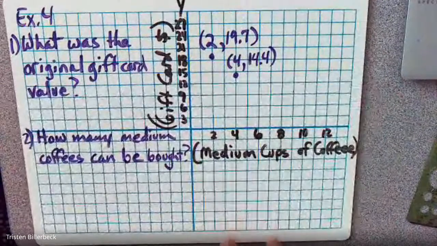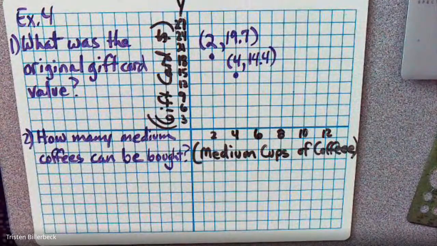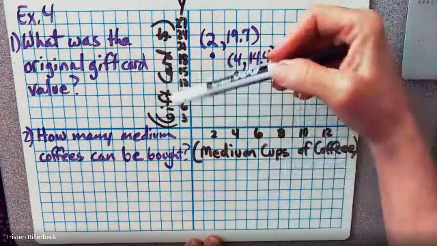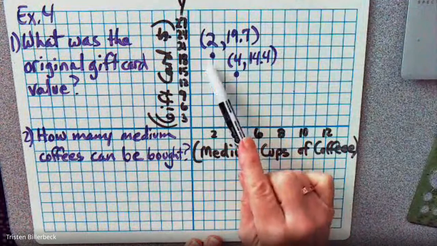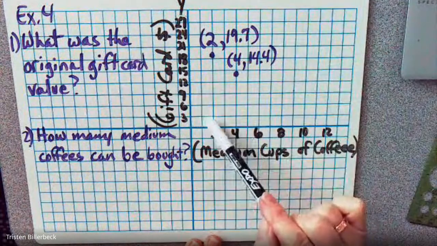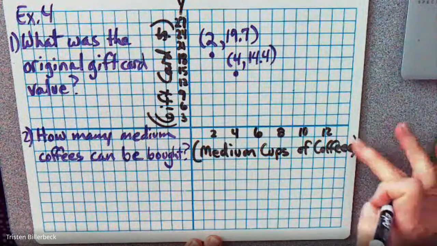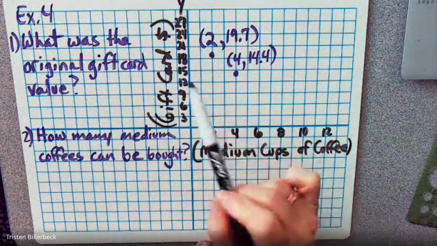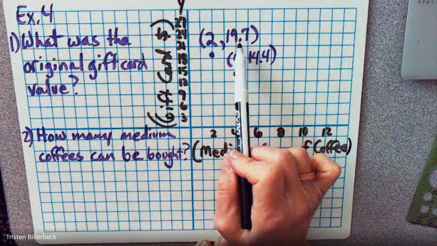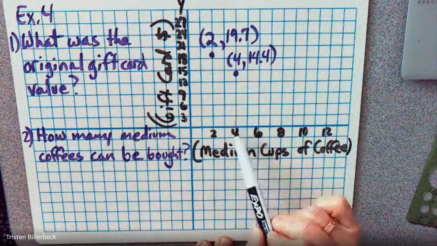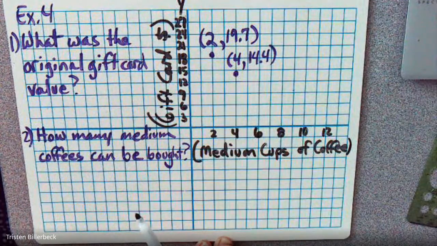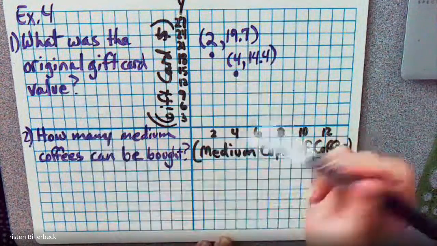All right, now let's look at another problem. Okay, so we have a gift card here in dollars. Okay, and these are 2 points. So someone was using their gift card when they bought the second cup of coffee. They had $19.70 on their gift card. When they bought the fourth cup of coffee, they had $14.40 on the gift card. So what we need to know is, well, what was the original value of the gift card?